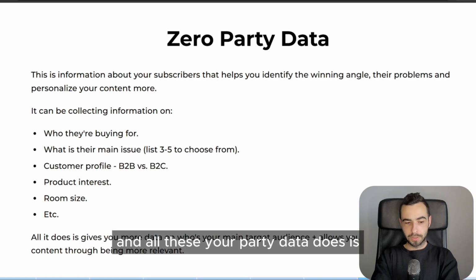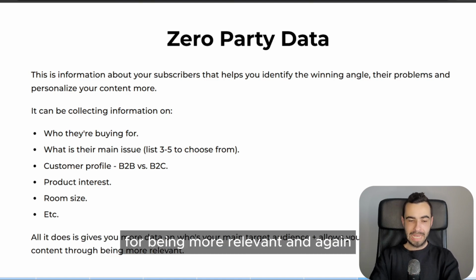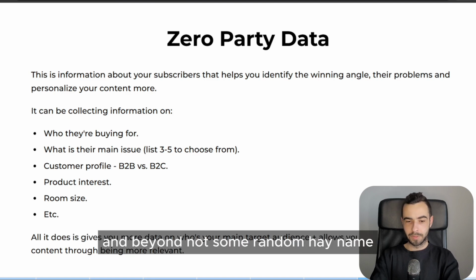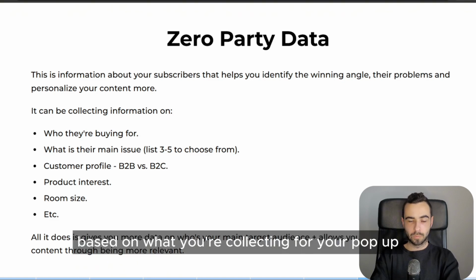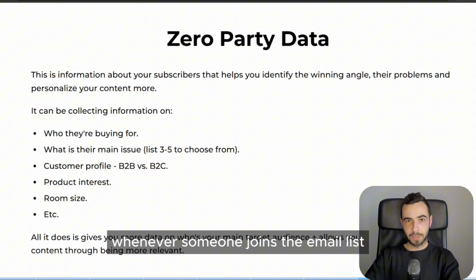And all this zero-party data does is it gives you more data on who your main target audience is, and it also allows you to personalize the content through being more relevant. And again, this is the actual real optimization that you should be doing in 2025 and beyond, not some random "hey, name", but content personalization at scale, pretty much based on what you're collecting for your pop-up. So from the first stage, whenever someone joins the email list.